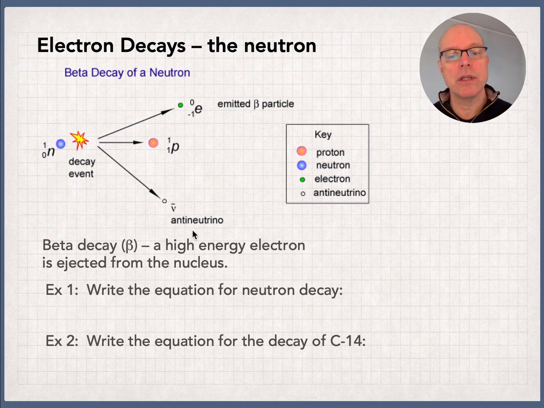The fact is that this was discovered. The antineutrino is an antimatter neutrino. It's a key part of building a neutron. It was discovered by Enrico Fermi, a famous Italian physicist.